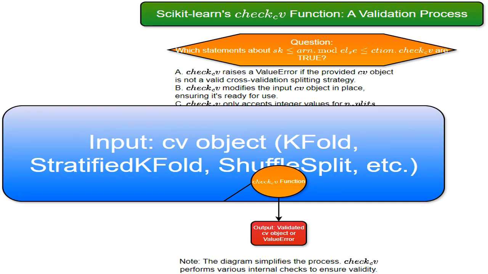The last option in the quiz. It tests whether the function can support different types of cross-validation methods. We'll need to verify if this is correct or not.